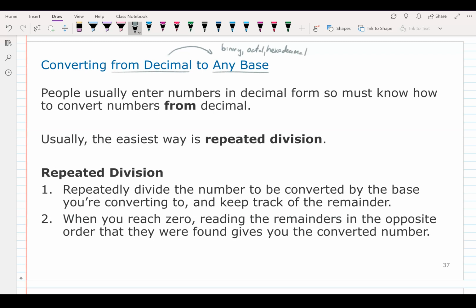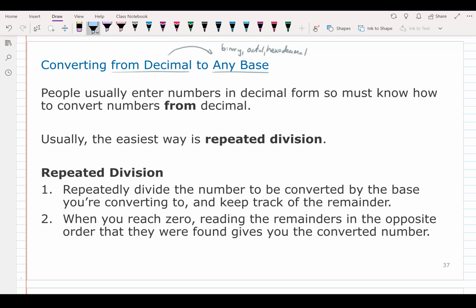Thankfully, the rules are basically the same for each, although there is a bit of a shortcut for binary. So let's get right to it. People usually enter numbers in decimal form. By enter numbers, I mean into a computer. So you must know how to convert numbers from decimal. Usually the easiest way is repeated division. Even though we're usually using decimal numbers in a computer, it would be useful to be able to compare them in binary or octal or hexadecimal. So let's do that division.